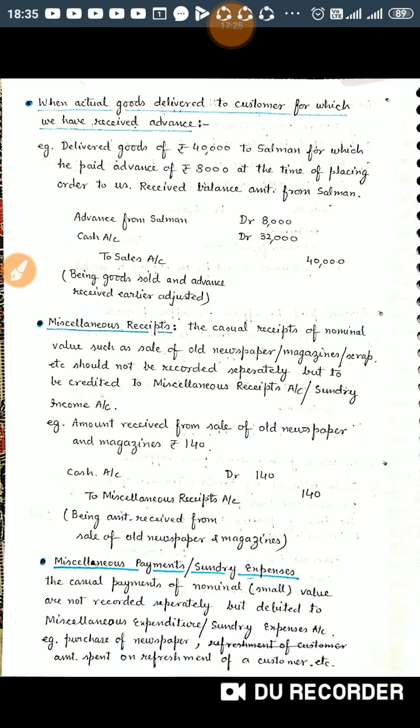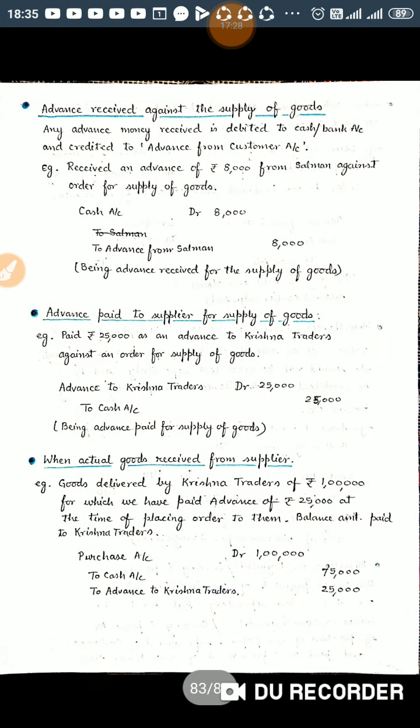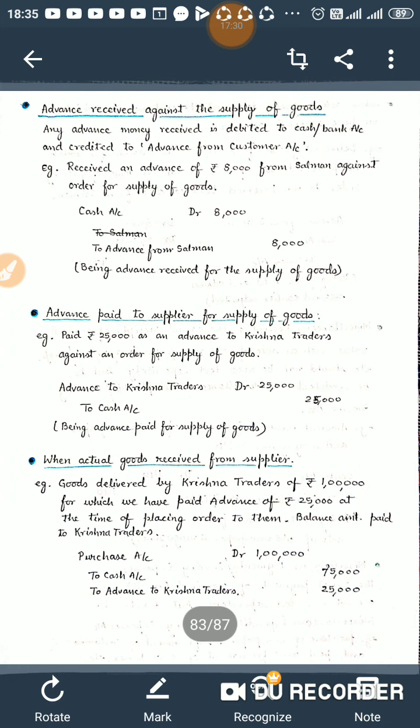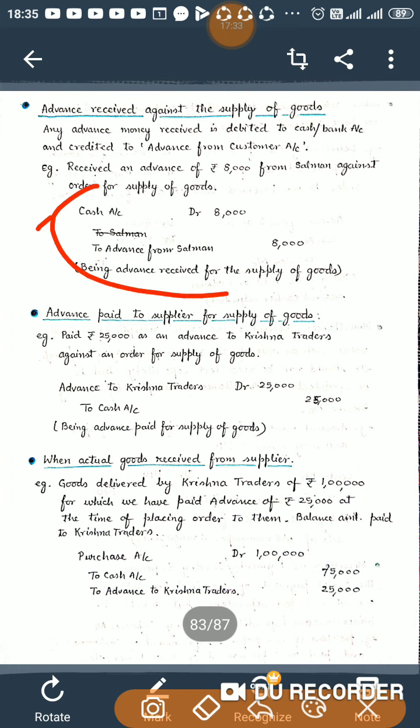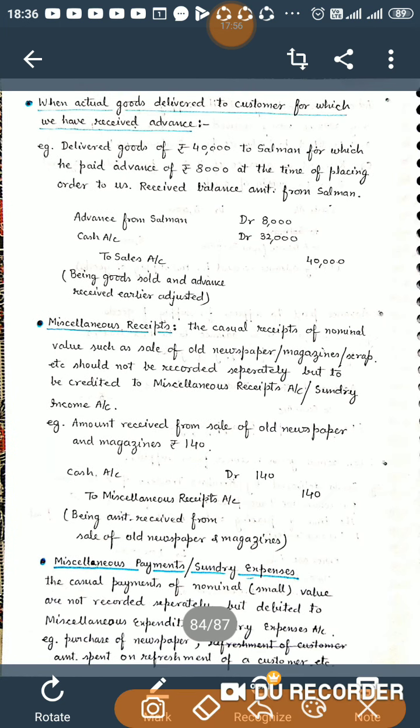So even in the last entry, if you go through this, it is simple. If you pass a simple journal entry, cash sale is cash account debited to sales. But because it happened in parts, first we received the advance, so cash account was debited with 8,000 and advance from Salman account is credited here. Now in the second, at the time of actual sale we have adjusted, so advance from Salman is debited here, that in the first entry it was credited, so they set off each other.